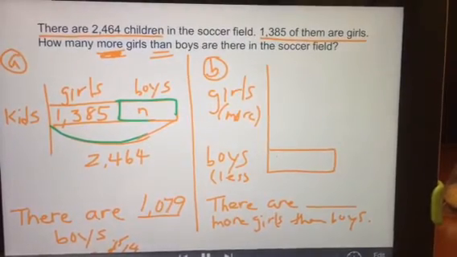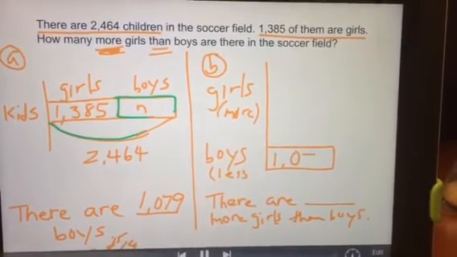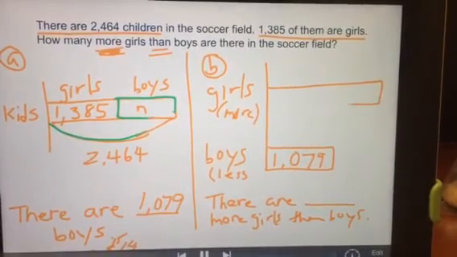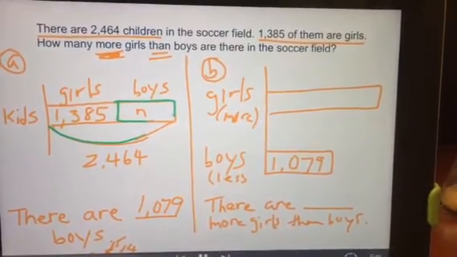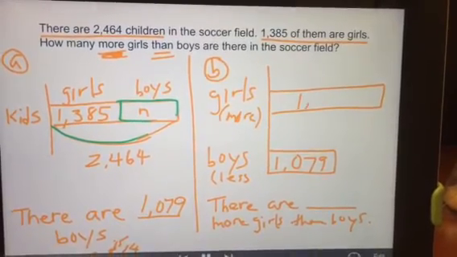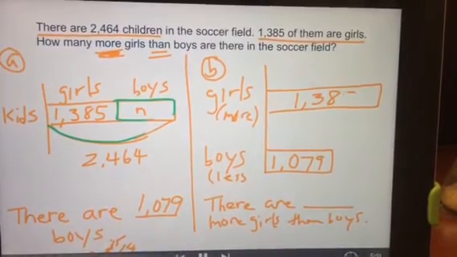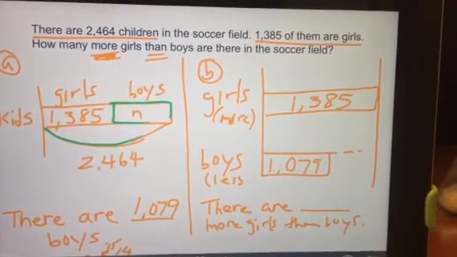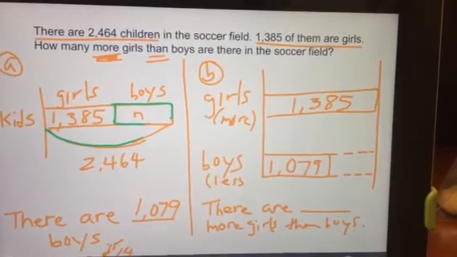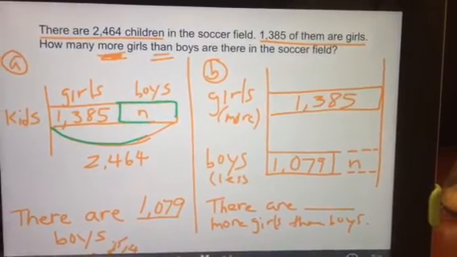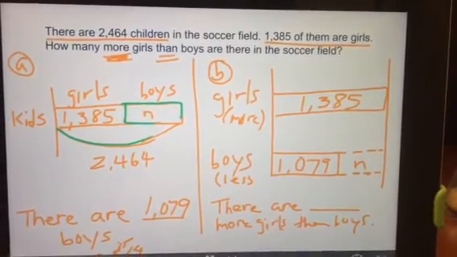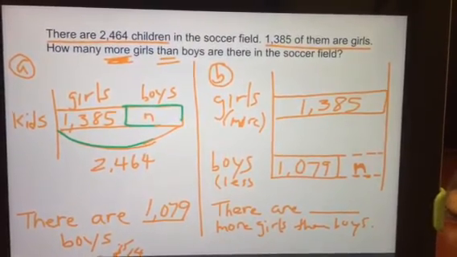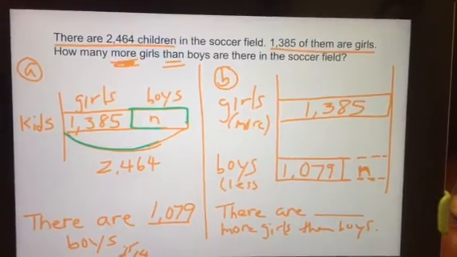So let's write down the numbers that we know. Boys, we already know, we just found out that there are 1,079 boys. And we know that there are more girls. And we actually know the number of girls, 1,385, the ending line. Okay, so we need to find out the difference, and it's right here. This little portion right here is the unknown number. So once again, let me ask you, do we add or subtract?